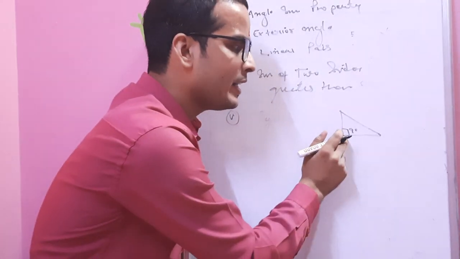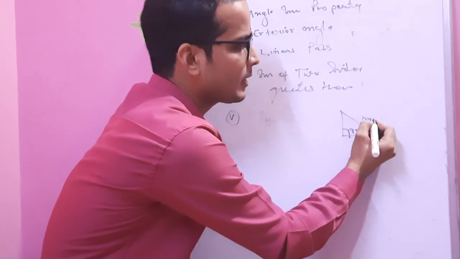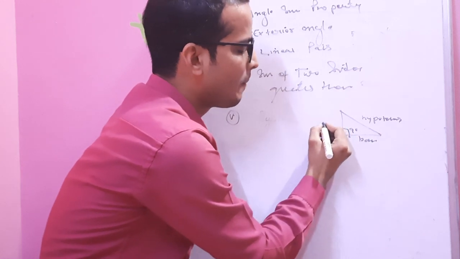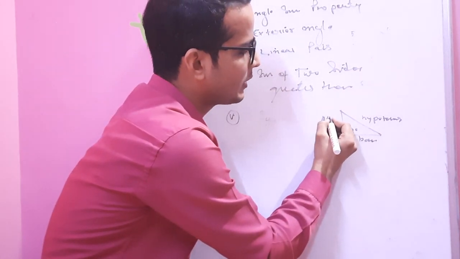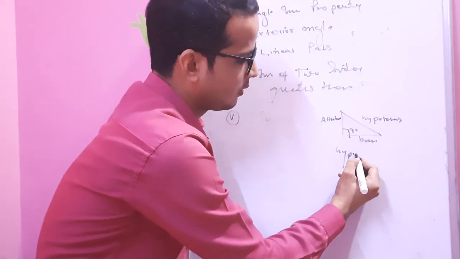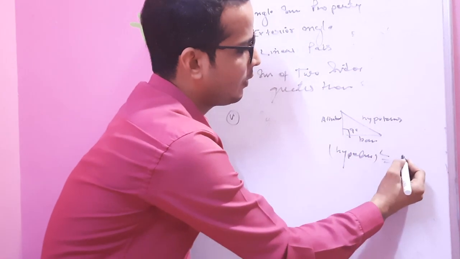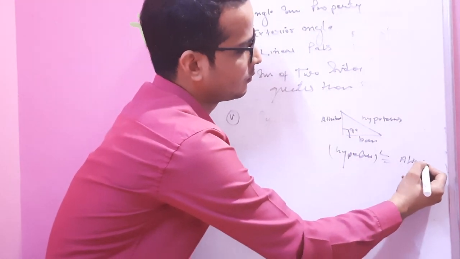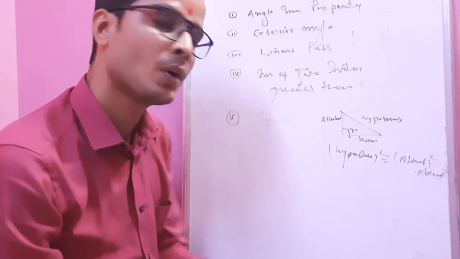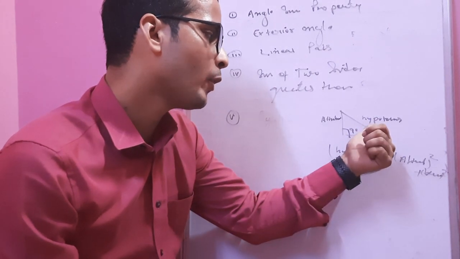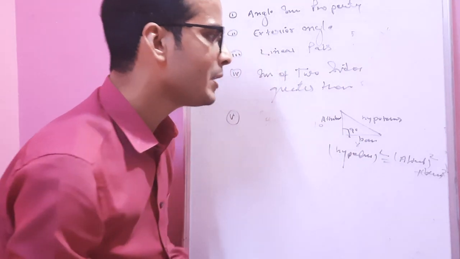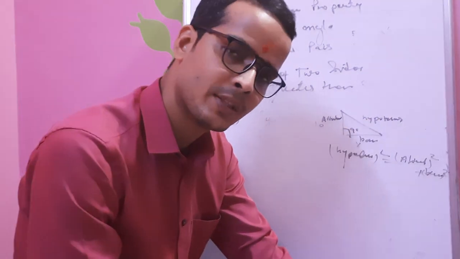The side just opposite to the 90 degree angle is called the hypotenuse. This is the base, this is the perpendicular or altitude. So hypotenuse square equals altitude square plus base square. This is a very important property. So if you have to get the value of the hypotenuse, suppose this is 10, this is 8, you just take the square of these numbers and get the value of the hypotenuse.